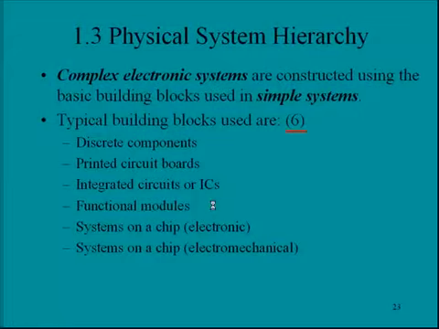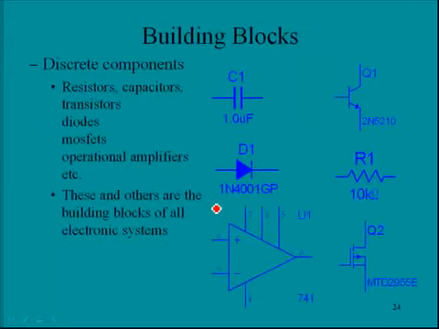So first of all, let's look at initial building blocks, and here we have what we're going to refer to as discrete components. And here we see schematic diagrams for resistors, capacitors. Here's a capacitor here. Here is the resistor, diodes, MOSFETs. Here we have one down in the corner, operational amplifiers, etc. And we have a transistor up here. And these and others are the building blocks of all electronic systems.